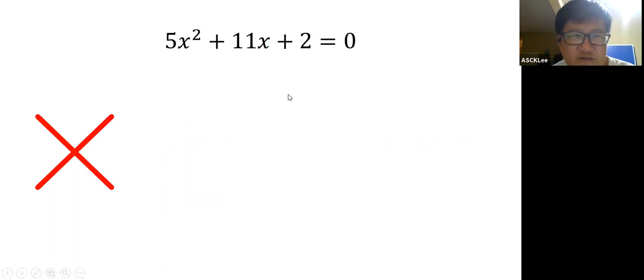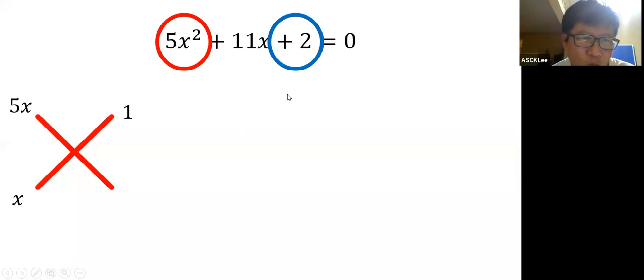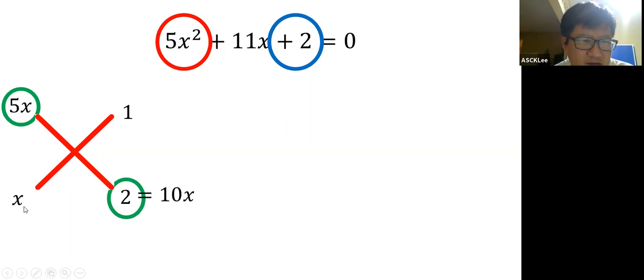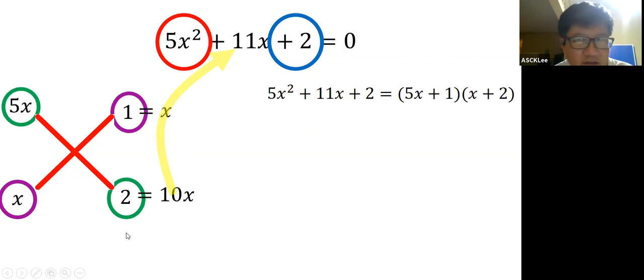Okay, something involving 5x. So 5x squared is 5x times x. 2 is 1 times 2. Easy, 2 is 1 times 2. And let's multiply this out diagonally. 5x times 2 is 10x, and x times 1 is simply x. And when we add up these two, you get an 11x here, which means your factors are 5x plus 1 and x plus 2.